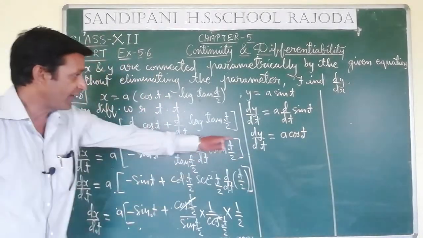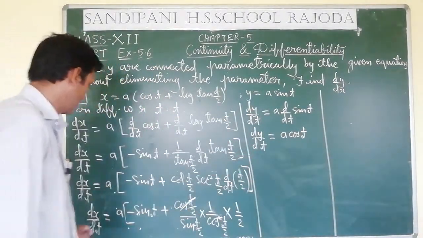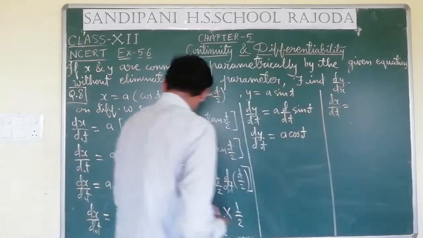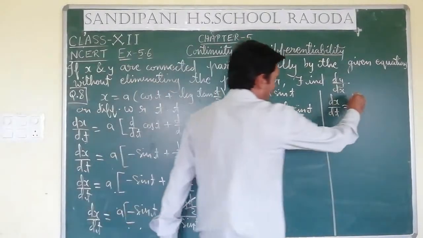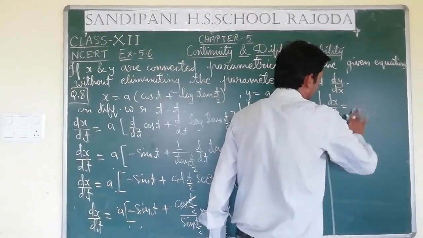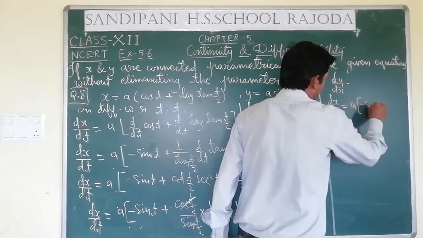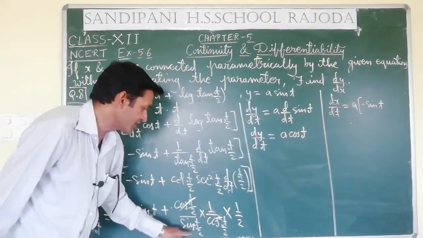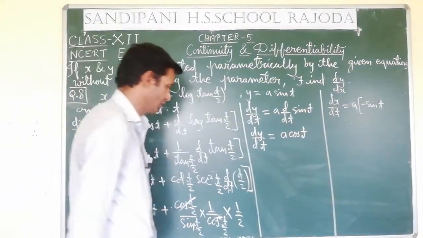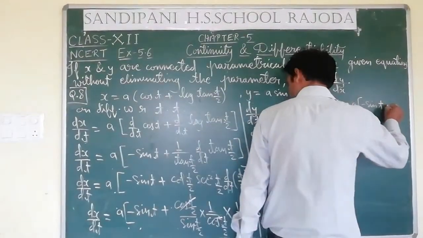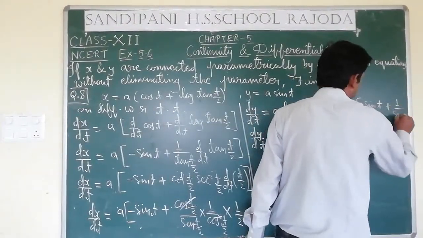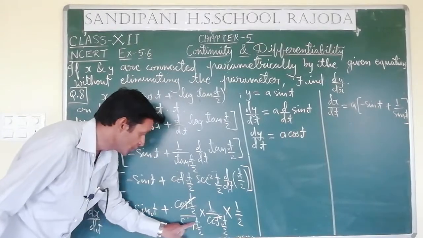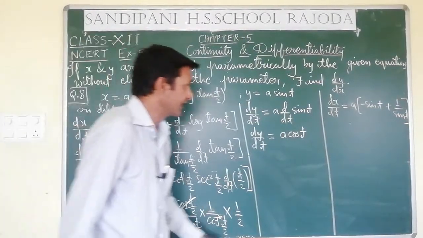Let us see, dy by dt is completed already. Now dx by dt we have to proceed. So dx by dt is equal to a into in bracket minus sin t plus 1 upon 2 sin t by 2 cos t by 2. What is 2 sin t by 2 cos t by 2? That is sin t. So plus 1 upon sin t we may write. Have you got this? We have applied one formula here, 2 sin t by 2 cos t by 2, the half angle formula, that is equal to sin t.